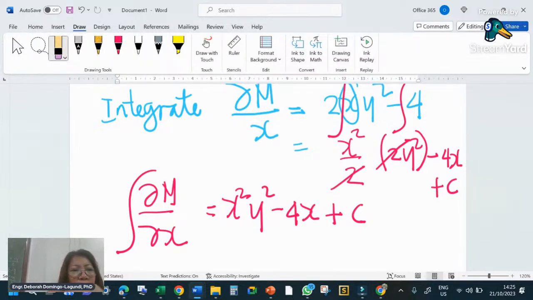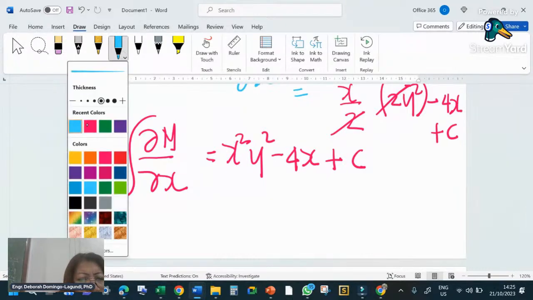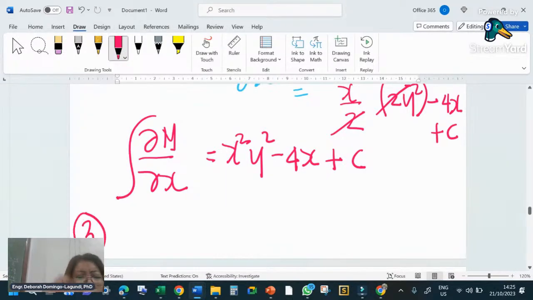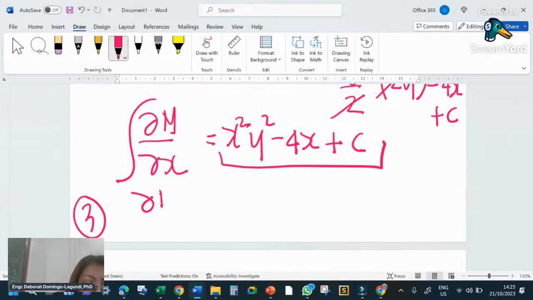Okay, right. Now, after doing that, our next step, step 3, will be to differentiate. Okay, so integrate and then differentiate. Which one will you differentiate? This one, with respect to y this time. So get the partial derivative of M with respect to y.